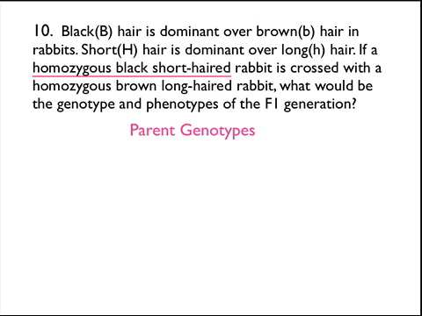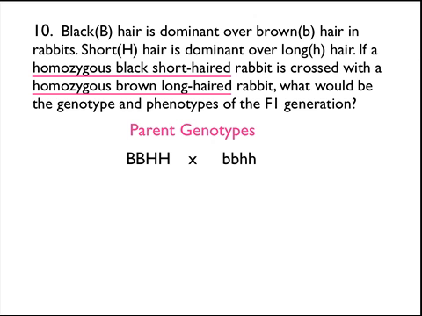Now it says homozygous black short-haired. That means that we've got to have 2 capital B's for the black hair and 2 capital H's for the short hair because those are dominant. And we're crossing it with a homozygous brown long-haired rabbit. So these are all little letters because these are all the recessive traits.